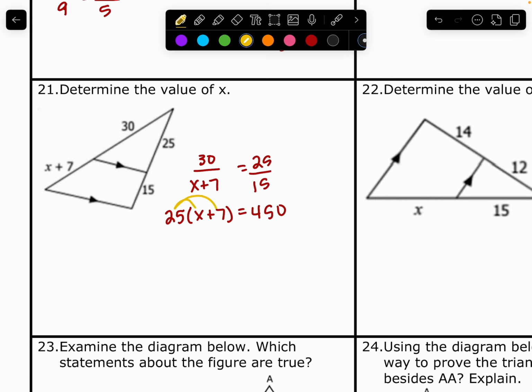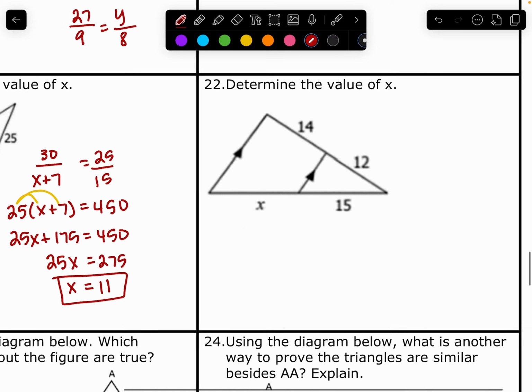We're going to distribute. So that'll be 25x plus 175 equals 450. That should look really familiar. And I'm going to subtract the 175 from both sides. So that's going to be 25x equals 275, and I'll divide both sides by 25, giving me 11 for x. Go ahead and try number 22.